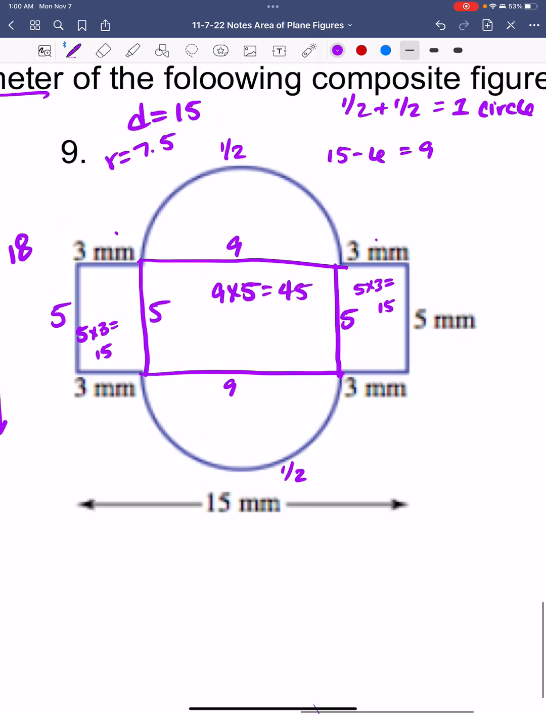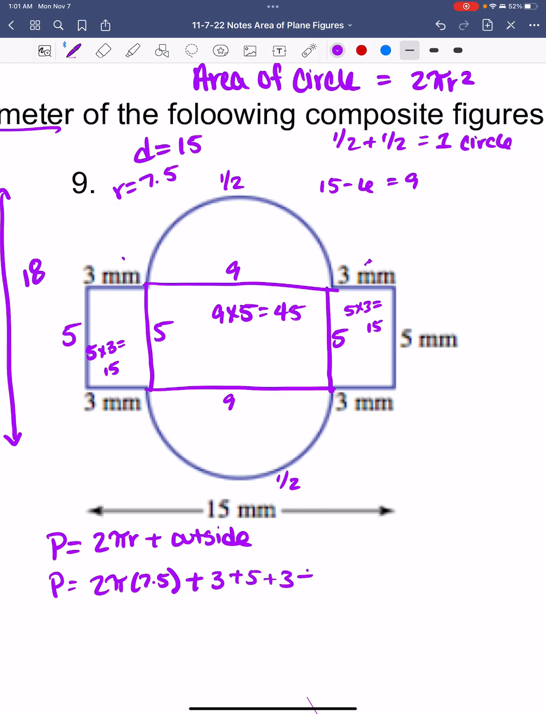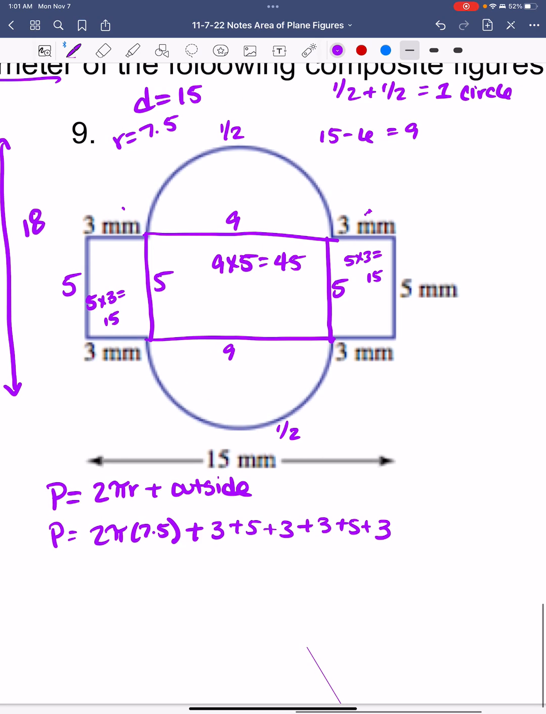Okay, you guys already know how to find the perimeter of a rectangle, but we don't know how to involve a circle. You're going to take 2 pi r plus all the outside. So what that means is you're going to take 2 pi 7.5 plus all the outsides. I'm going to start with this 3 right here and go to the right. 3, 5, 3, 3, 5, and 3. You can definitely go ahead and add that up, and that's going to be your perimeter.